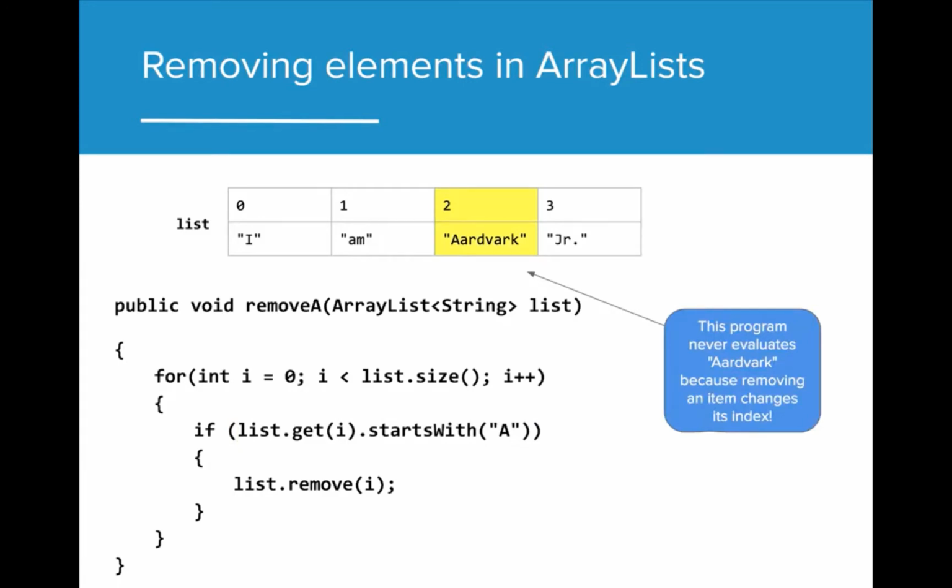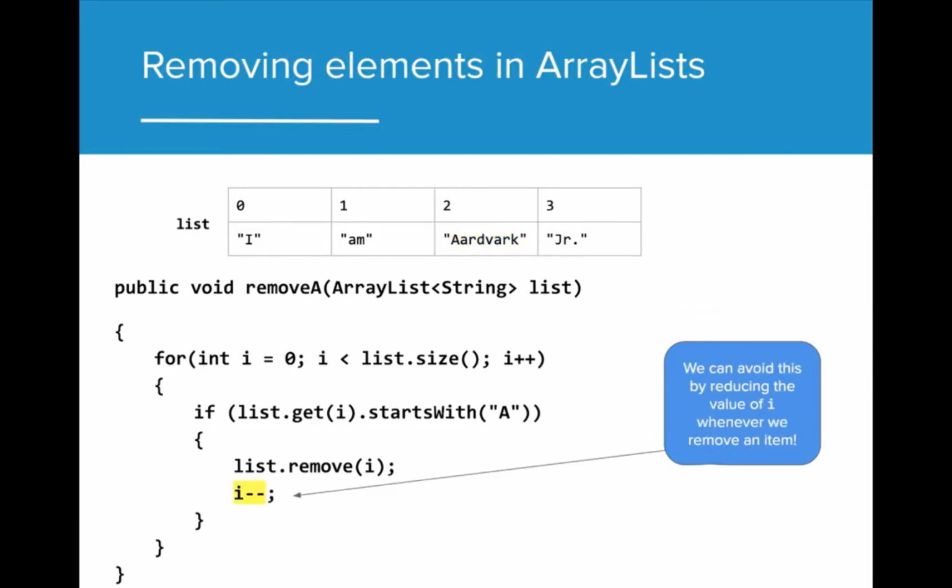The program never actually accessed the value aardvark because when the value Andrew was removed, the value aardvark was shifted to index 2. Because the for loop increases the index to 3 after the end of the loop, this value never gets evaluated and ruins the successfulness of this program. Can you think of a way to fix this?